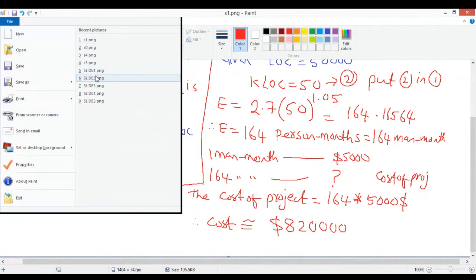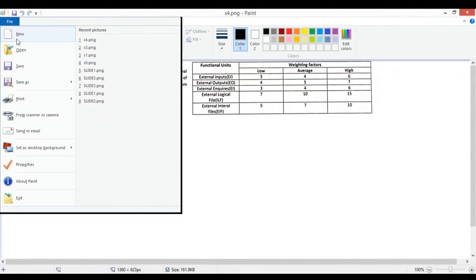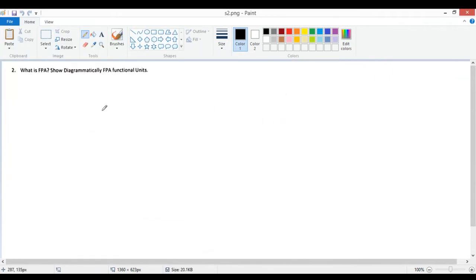So let's go to the next slide. What is FPA? Show diagrammatically FPA, function point units. Now, how is this function point analysis done? Working from the project design specifications, there are some system functions that are measured or counted. They are called inputs, outputs, files, inquiries, and interfaces. This is how the function point analysis is done.